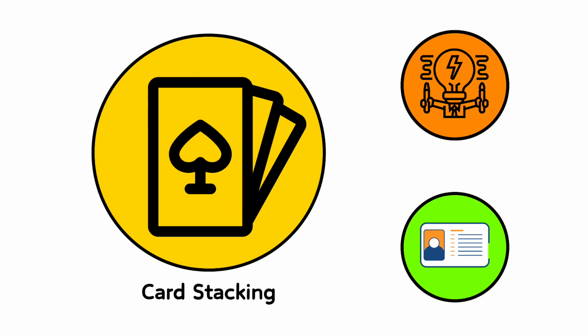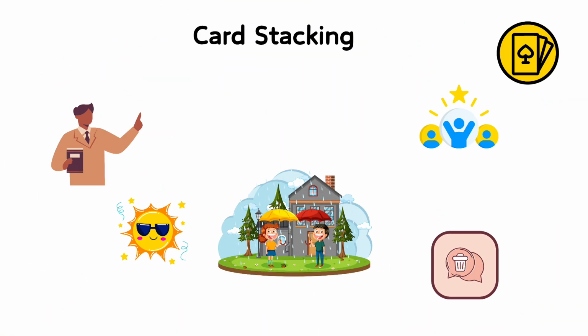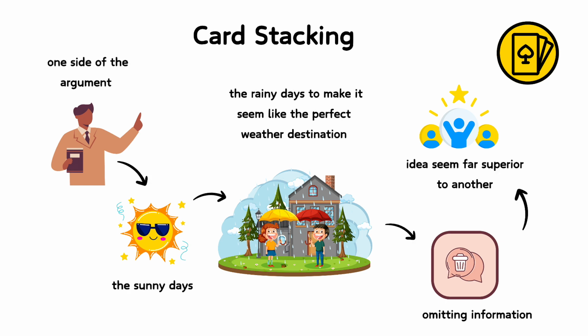Card stacking. Card stacking is a method of manipulating audience perception by presenting only one side of the argument. It's like showing someone only the sunny days in a location while omitting the rainy days to make it seem like the perfect weather destination. By selectively omitting information, the propagandist can make one product, person, or idea seem far superior to another.